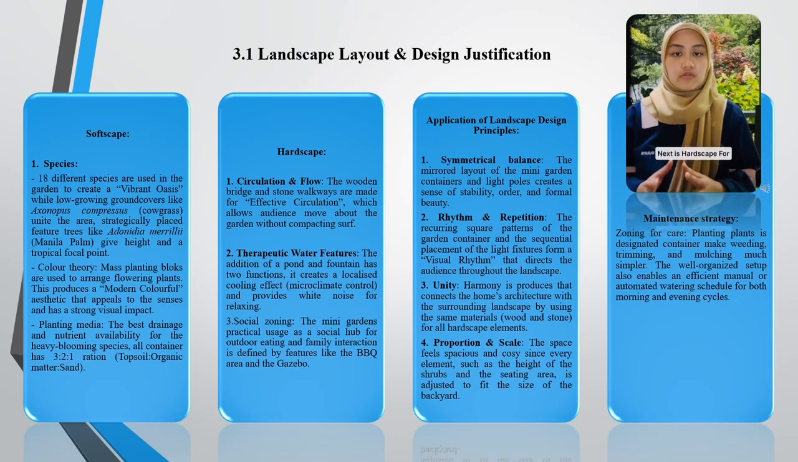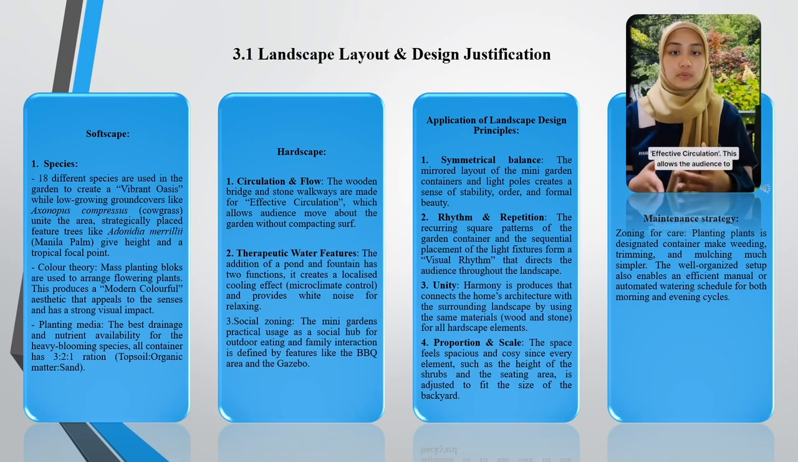Next is hardscape. For circulation and flow, the wooden bridge and stone walkways are designed for effective circulation. This allows the audience to move through the garden comfortably without compacting the soil surface. Next are therapeutic water features. The addition of a pond and fountain serves a dual purpose. It creates a localized cooling effect for microclimate control and provides white noise and relaxation. Last is social zoning. The garden serves as a social hub for outdoor eating and family interaction, defined by features like the BBQ area and the gazebo.